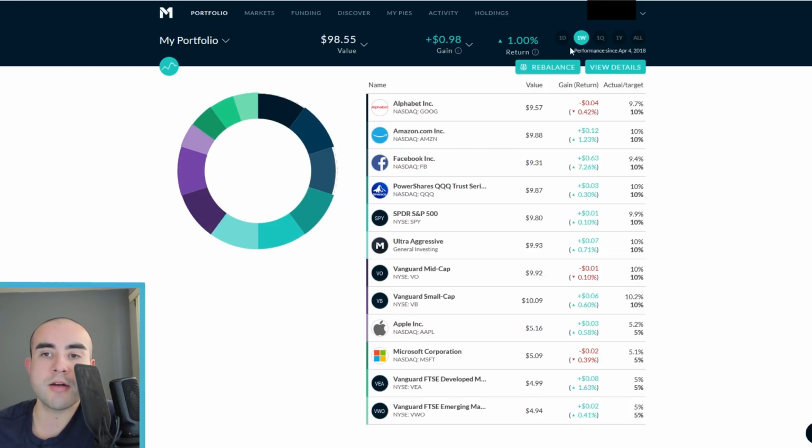So you can also modify this filter to show your portfolio performance over the last day, over the last week, over the last quarter, over the last year, and all time, of course, as well. And that's pretty much it on the homepage, guys.